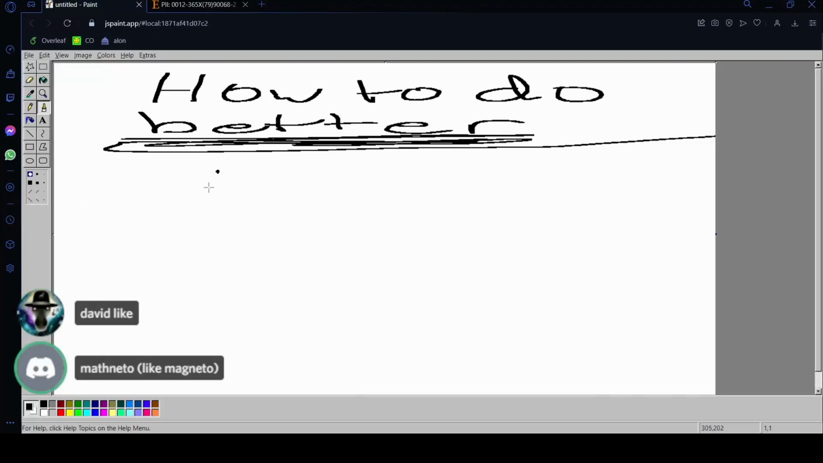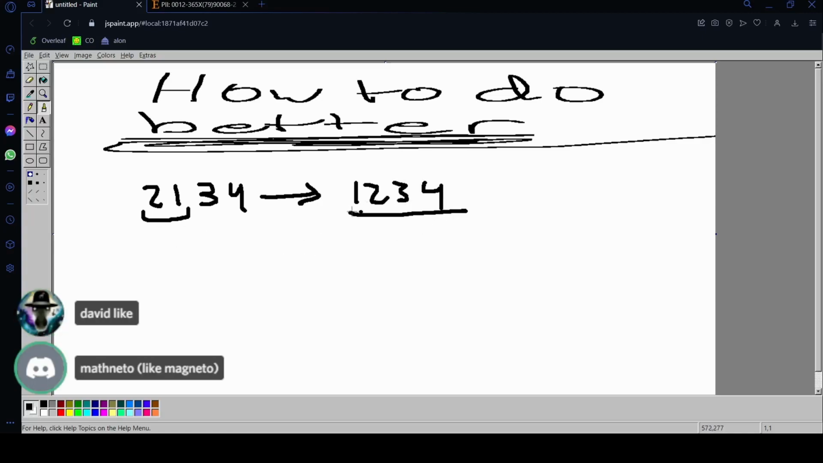Alright, so last time we talked about the pancake problem, which is about taking strings and using prefix reversals to get them to the sorted string, where you go 1, 2, 3, 4, all the way up to k.